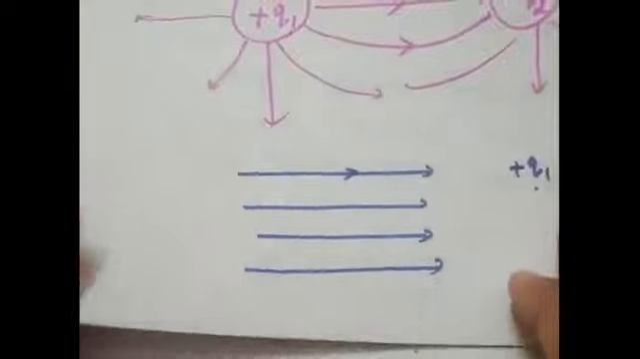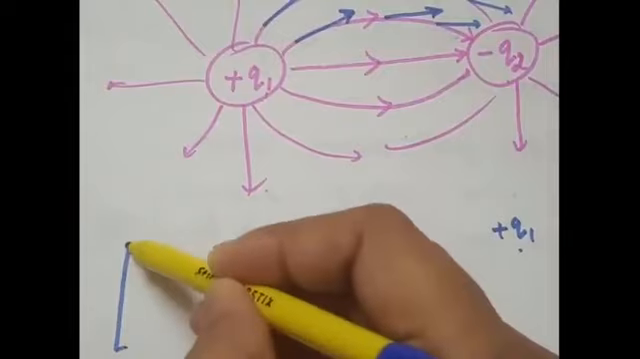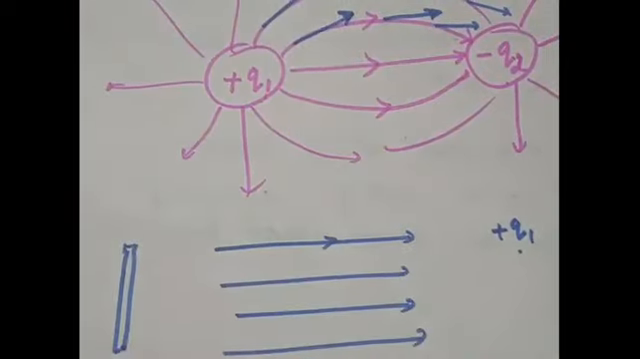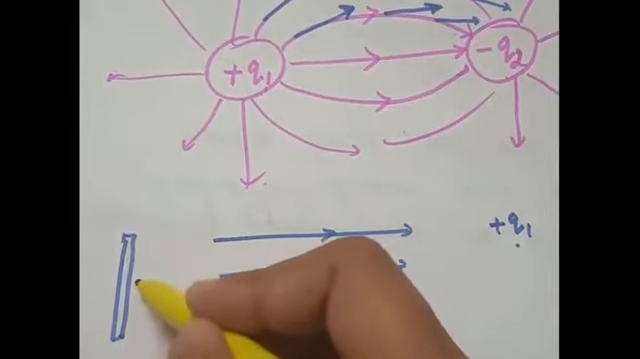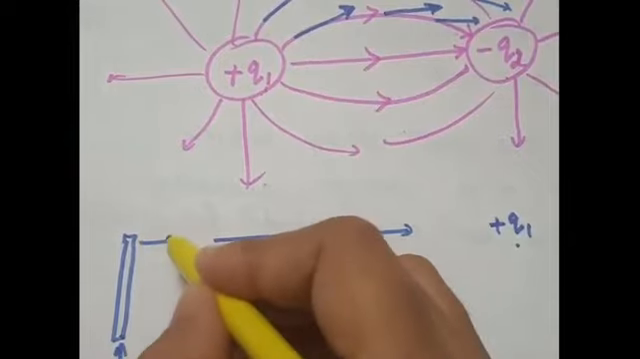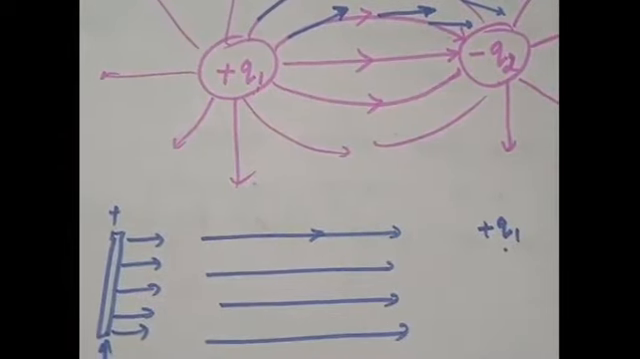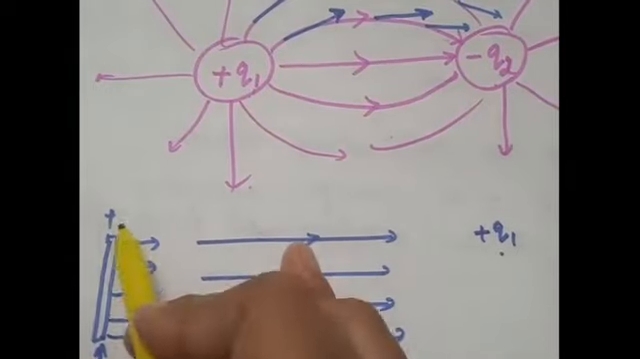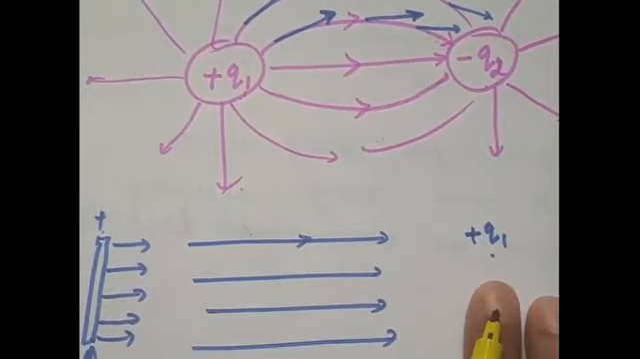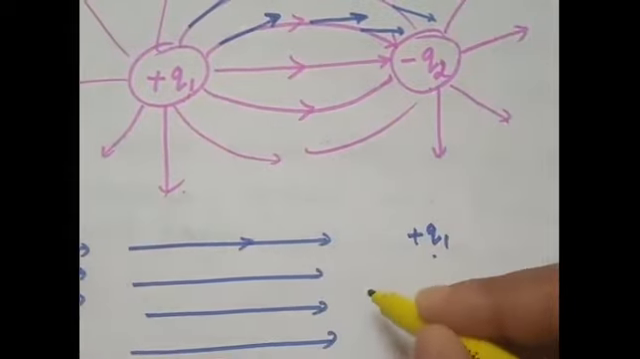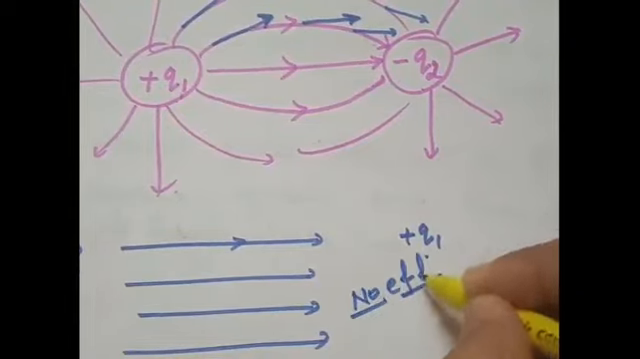But in case of a uniform electric field, suppose we have a strip of charge or a material which has a long surface area. Now the electric field provided with the help of this charge will go this way if it is positive. Remember, the electric field lines originate from the positive charges and end up in a negative charge. The strength of the electric field is directly proportional to the number of electric field lines.